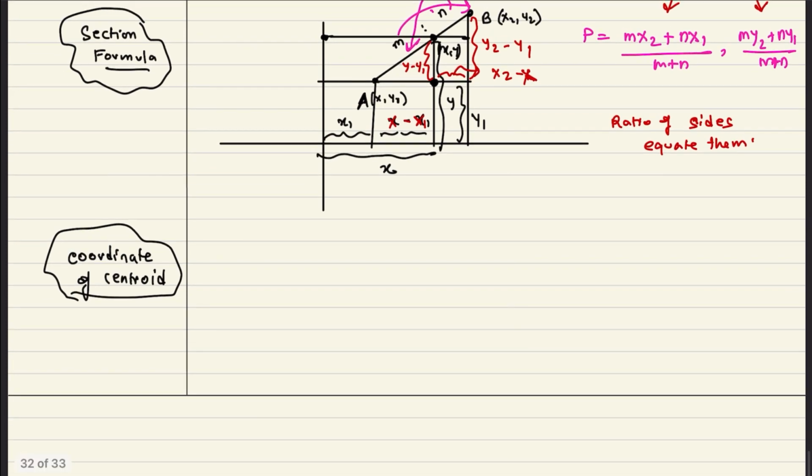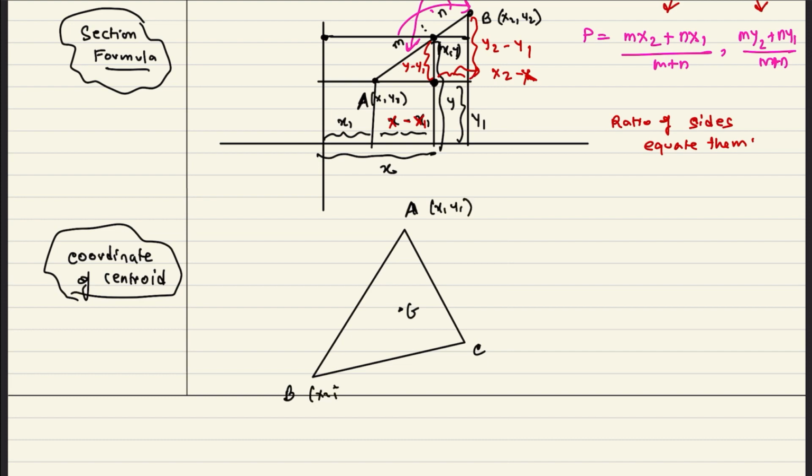The second thing that you would like to know is that if you have a triangle ABC, then what is the coordinate of the centroid? So if this is x1, y1, this is x2, y2, and this is x3, y3, then the centroid's coordinates are (x1 + x2 + x3)/3, (y1 + y2 + y3)/3.